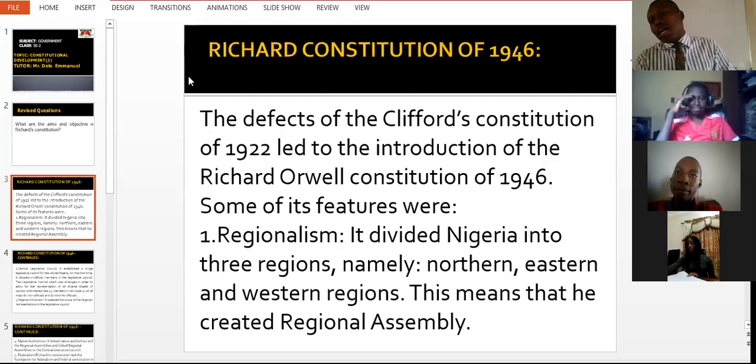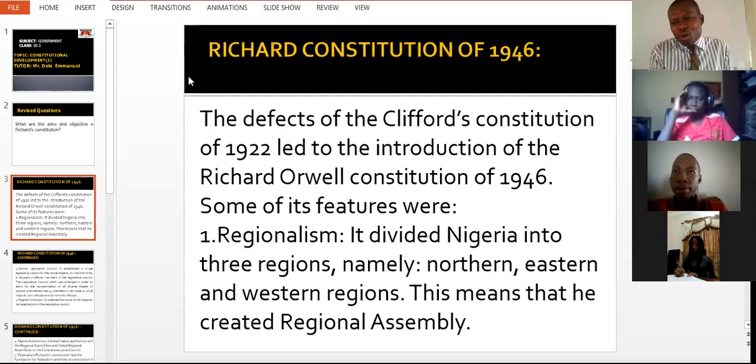He brought about sectionalism. He focused on the south because of the oil and the natural resources that were in the south. So the north was kind of excluded in the Clifford Constitution. He was accused of sectionalism. Clifford was accused of sectionalism.